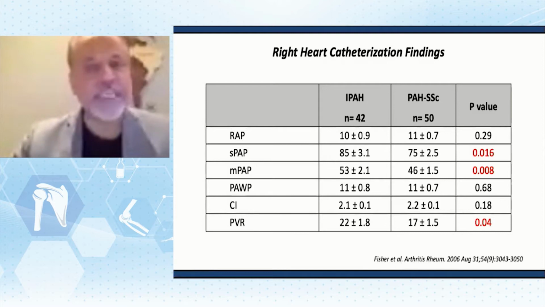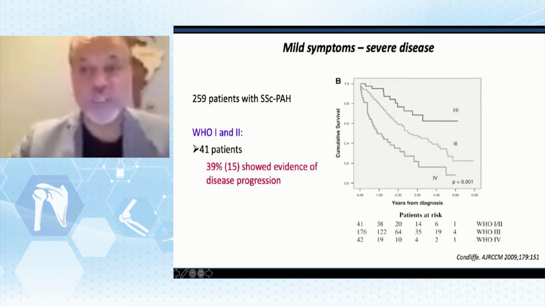So the question becomes, what's happening? Why do those patients who seem to have milder disease have a poor outcome?